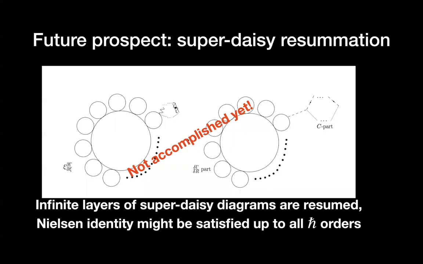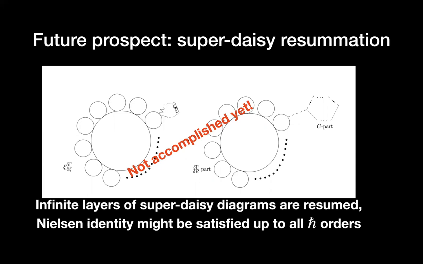I only finished the proof of the Nielsen identity and looked into the structures of the Nielsen identity, but I'm not sure whether this hard task to resum all of the super daisy diagrams can be accomplished. Yeah, of course. Yeah, I see. But if it can be accomplished, I think it can be resolved.